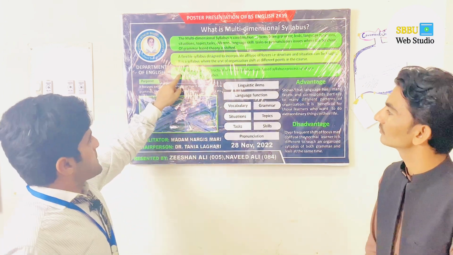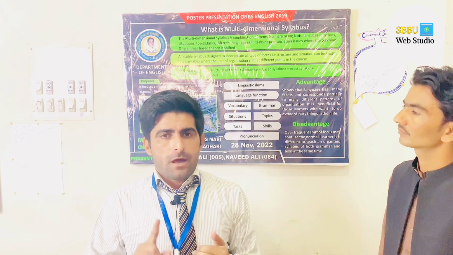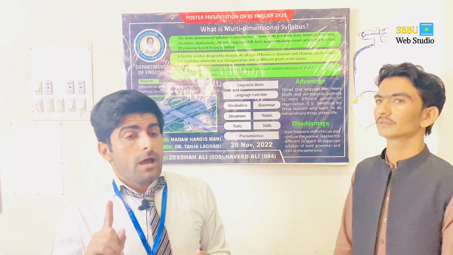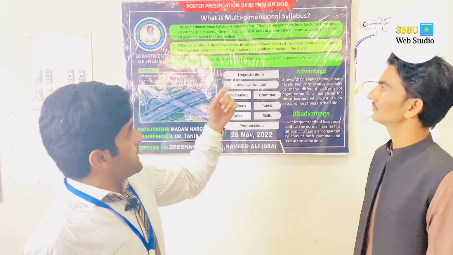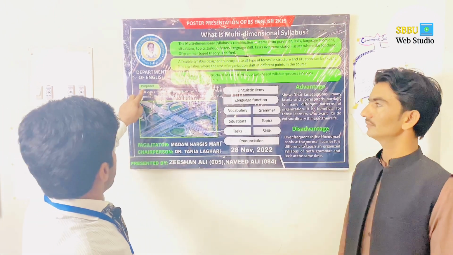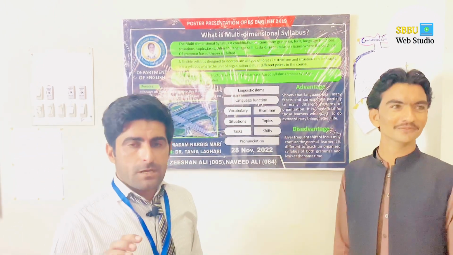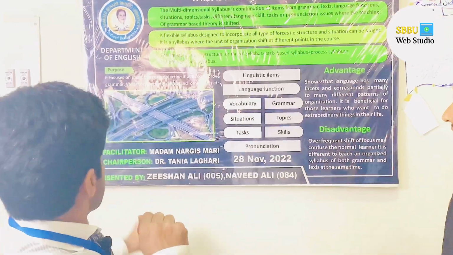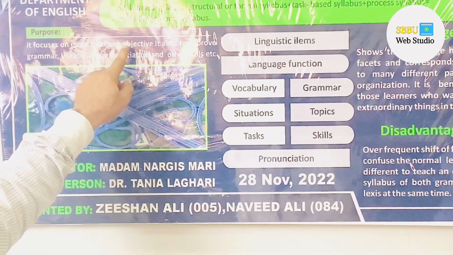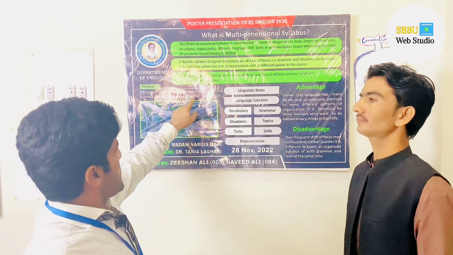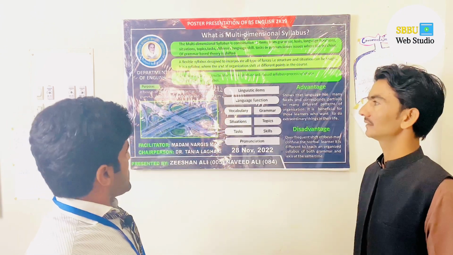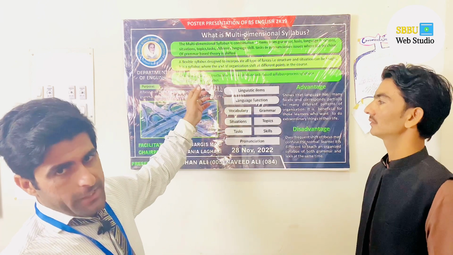Another is the skill-based syllabus. There are four skills: writing skills, speaking skills, listening skills and reading skills. These skills also come in the multidimensional syllabus. Another is purpose. What is the purpose of a multidimensional syllabus? It focuses on more than one skill. It aims to improve grammar, vocabulary, pronunciation, and other skills. And these skills also come in the multidimensional syllabus.